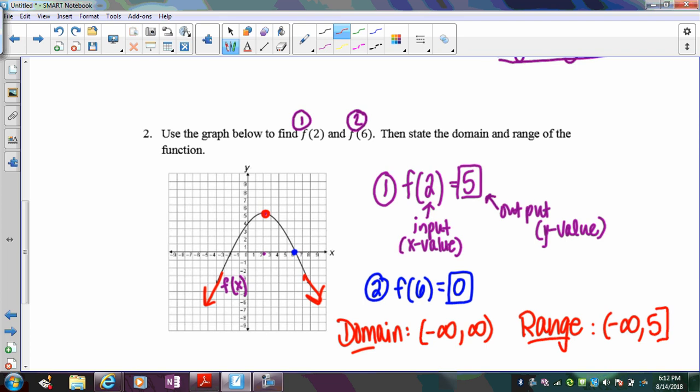So that's it for this first section here, just looking at the basics for functions, evaluating them, the vocab. And then the next section, we're going to look at a specific type of function called piecewise functions. So that'll be coming up next.